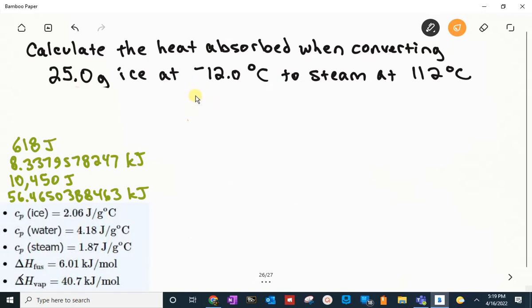steam at 100 degrees Celsius, but we need to go up to 112 degrees Celsius. So the change in temperature for this part is just going to be 12 degrees Celsius because we're going from 100 to 112. So the difference between that is 12 degrees. So we are going to once again use our formula.